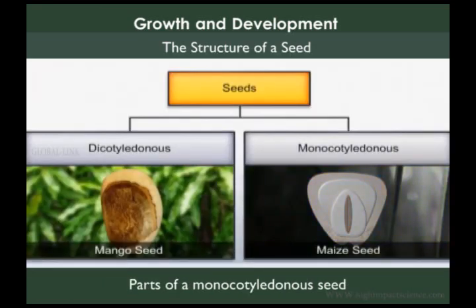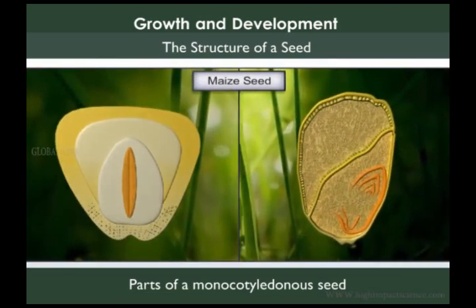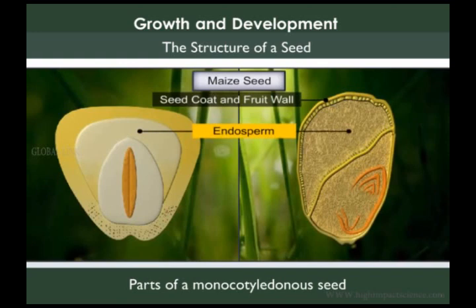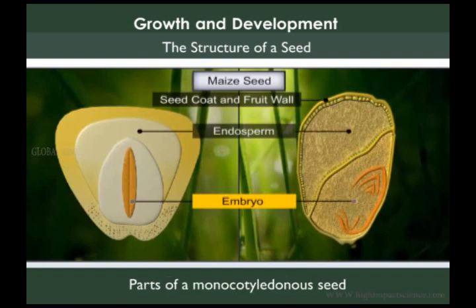Like dicots, the outside covering of the monocot seed is also known as a seed coat. For instance, the maize seed has a membranous seed coat that is usually fused with the fruit wall. And just like in dicots, monocot seeds can be endospermic like in maize or non-endospermic. The endosperm of the maize is bulky and stores food, while the embryo is tiny and is placed in a groove on one end of the endosperm.